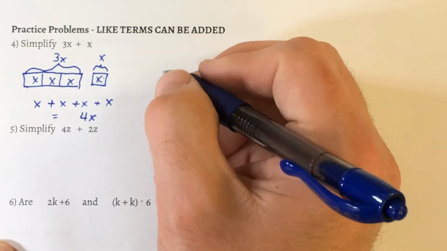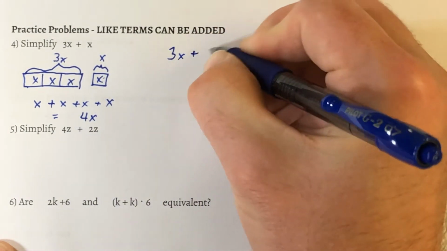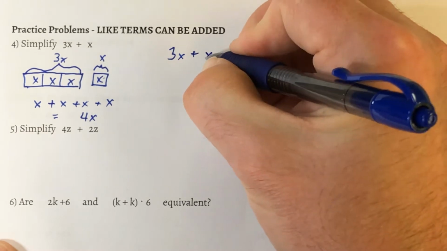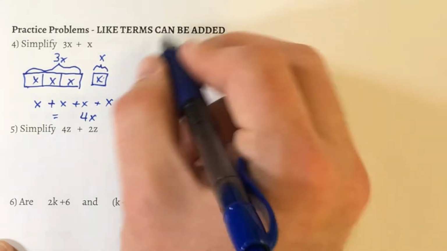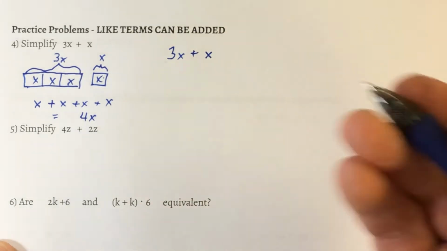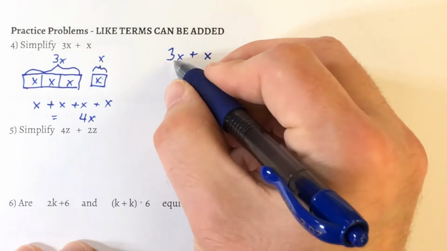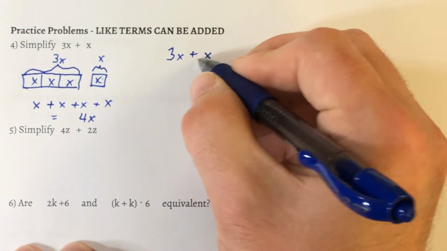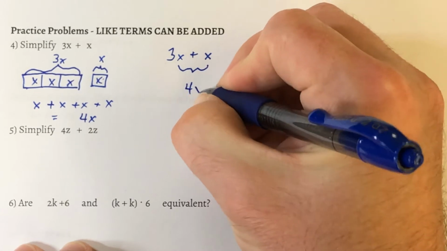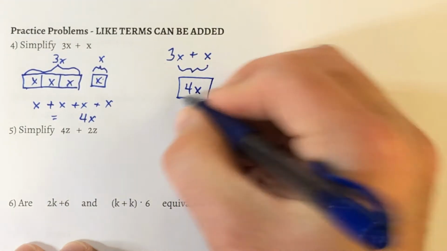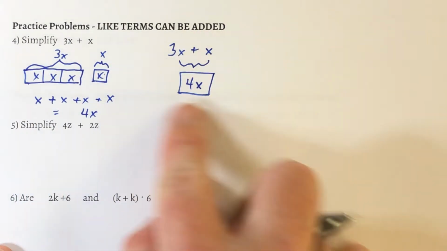Now, I'm not going to draw pictures to do all of these. What would your work typically look like? Well, we have the 3x plus one more group of x. Because they're both like terms, I'm not going to waste time circling them or anything like that. So if I have 3x's plus one more x, we are simply going to get 4 groups of x, or 4x. And that is it. This is just a picture of what's going on right there.